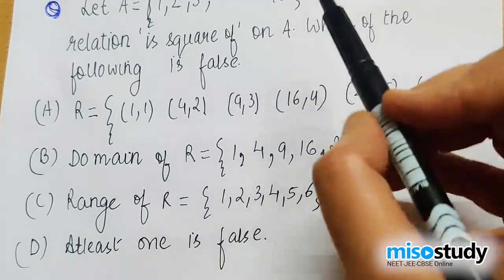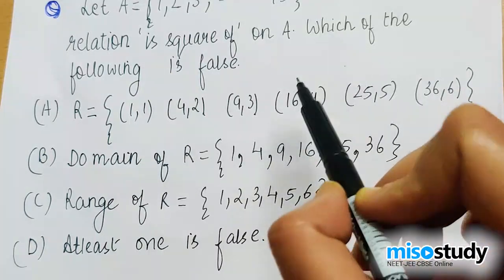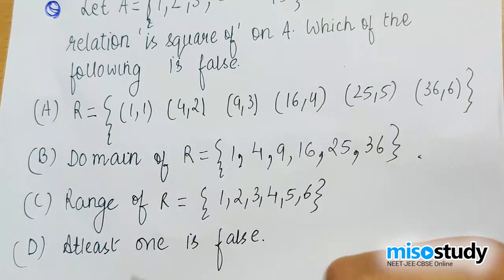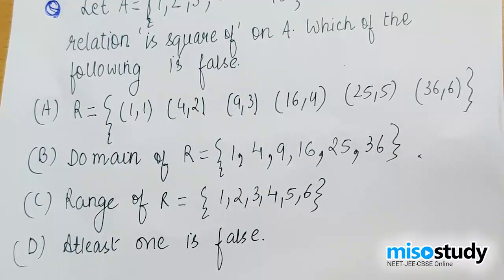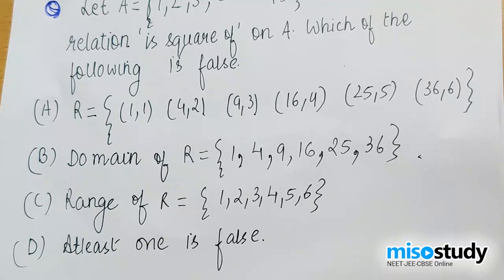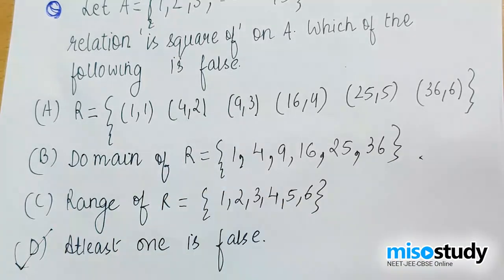Now let's get back to the question once again. The question says which of the following is false. You have to tell me which is the false statement. Since none of A, B, C is false, they are true, the only option we are left with is option D, which says that at least one is false, and this is also an incorrect statement because all the options are true. I hope you've got my point. So the option is option number D.